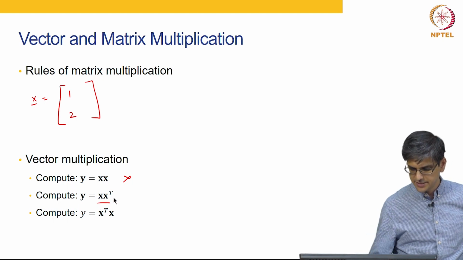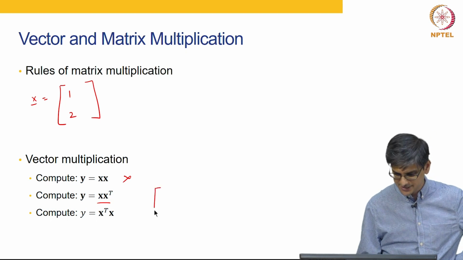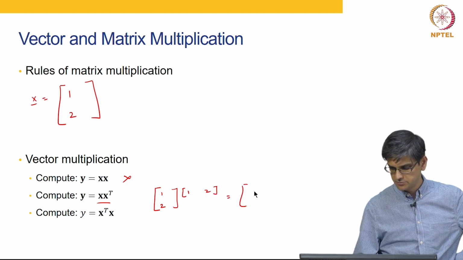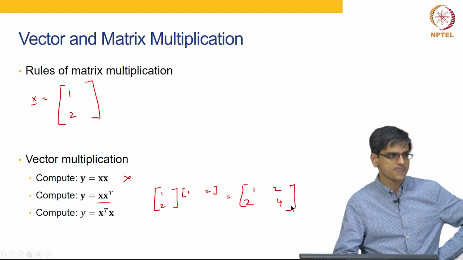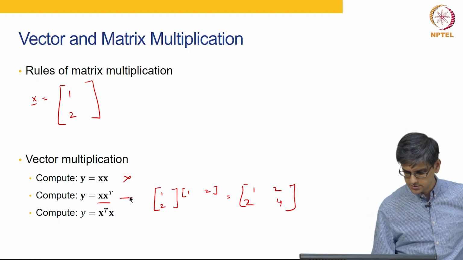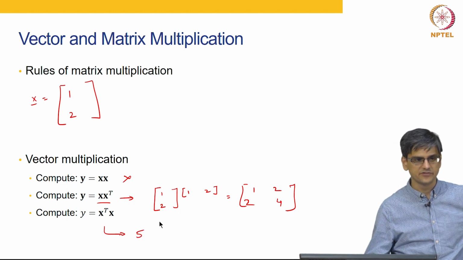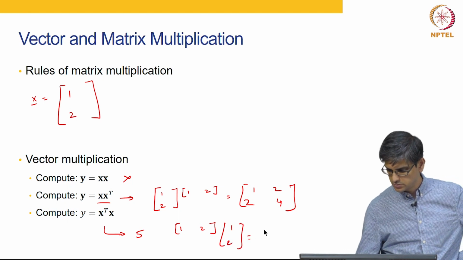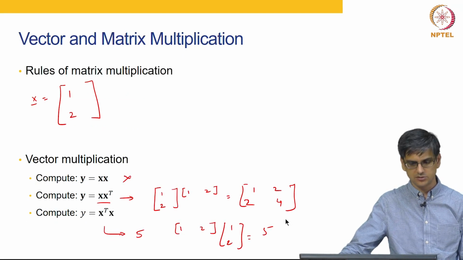What is x transpose? X transpose is 1 2, and 1 2 times 1 2 is 1, 2, 2, 4. That is this x transpose x, which we had looked at earlier, and that is 5. Why? It is 1 times 1 plus 2 times 2, which is 5, and the same rules apply for larger matrices also.